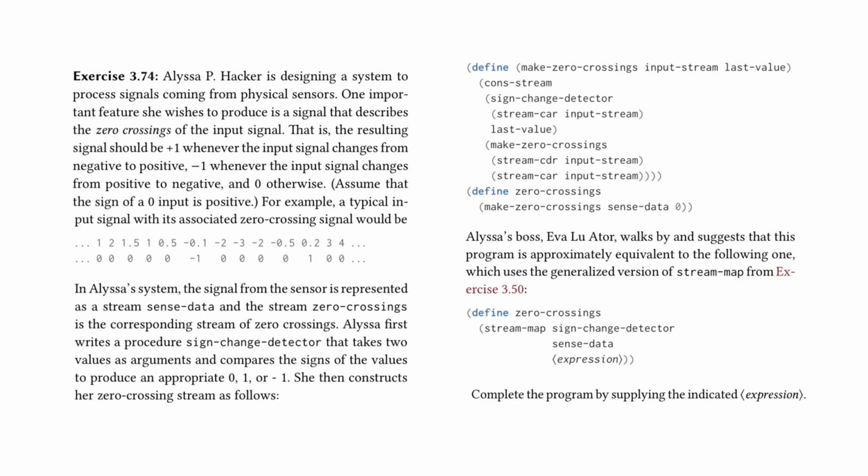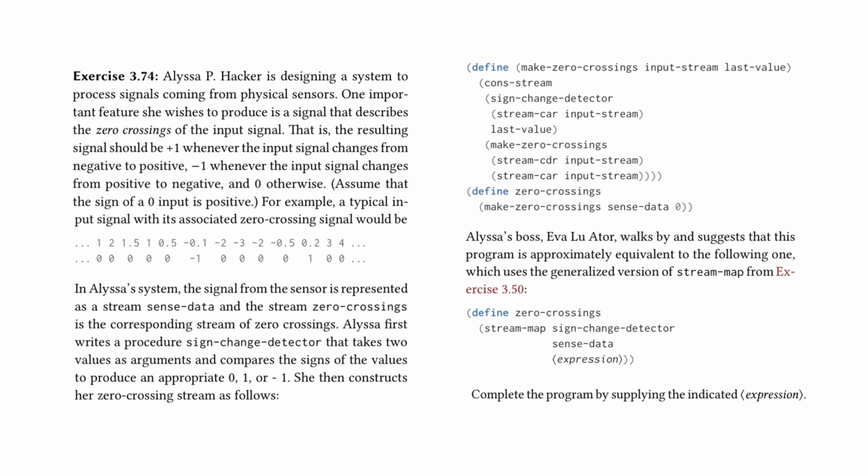For example, a typical input signal with its associated zero crossing signals would be, and if you look at the following stream, for the first little bit we have positive numbers, so we just get 0, 0, 0. Then when it goes from positive to a negative number, we get a -1, and then it's negative for a while, so we get zeros again, and then once it crosses back over from negative numbers to positive numbers, we get a 1.